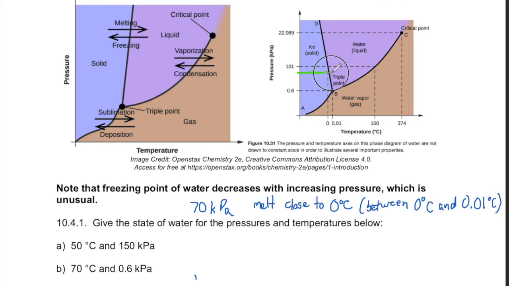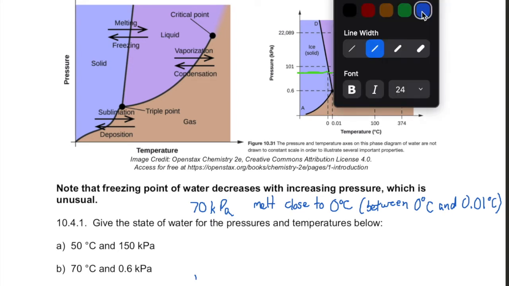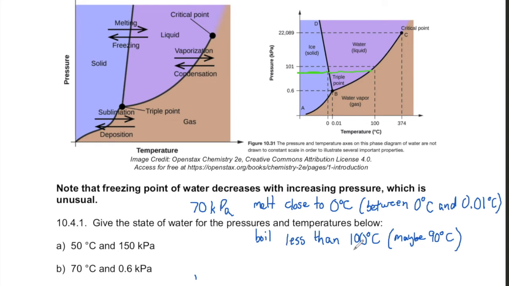And then if we follow this to the transition to a gas, it looks like we are going to be boiling at a lower temperature than 100, maybe 90 or 95. So remember, at lower pressures, water will boil at lower temperatures. So the boiling will be at less than 100 degrees Celsius, maybe around 90 degrees Celsius.